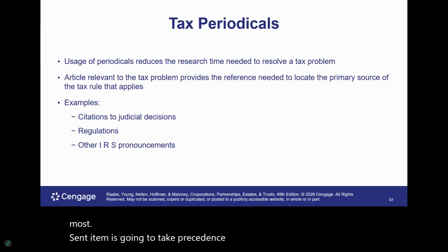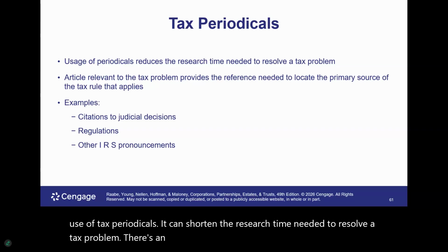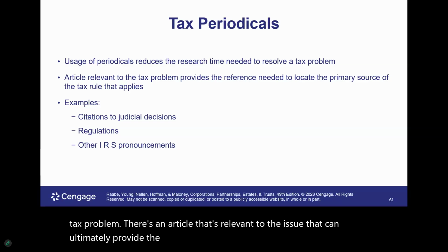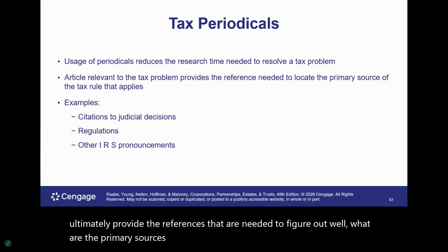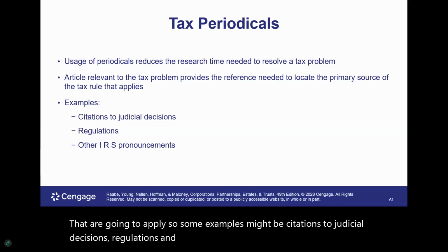Next, we have tax periodicals. The use of tax periodicals can shorten the research time needed to resolve a tax problem. There's an article that's relevant to the issue that can ultimately provide the references that are needed to figure out what the primary sources of tax law are that are going to apply. So some examples might be citations to judicial decisions, regulations, and other IRS pronouncements.